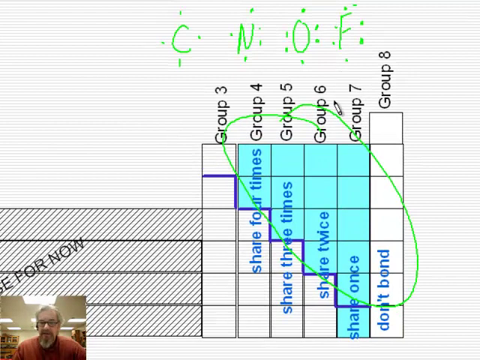There's another way that they can become stable too. We'll talk about that later on. But for now, we see that these non-metals are the things that do covalent bonding.